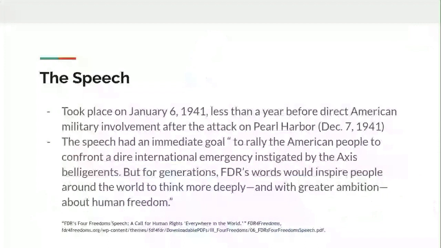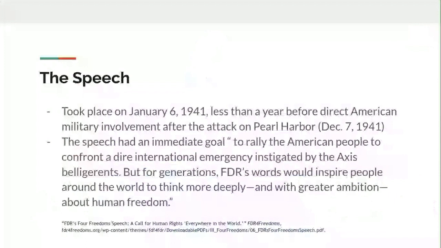So this speech that FDR gives, remembering the state of the world that I just talked about, how America was isolationist and the Axis powers had almost conquered the entire free world. This speech took place on January 6th, 1941, less than a year before direct American involvement after the attack on Pearl Harbor, which was December 7th, 1941. So almost a year before that.